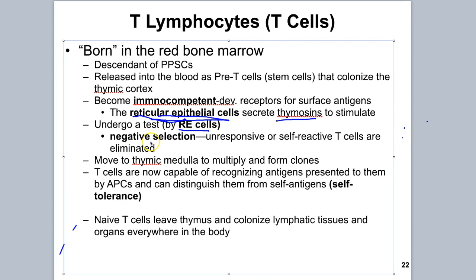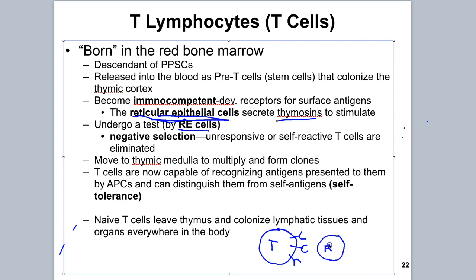Once the T cells are created, the reticular epithelial cells are going to test them. Okay, they're going to do a type of test we call negative selection. This is where they will present the T cell with some type of antigen. Okay, so let's just draw a little picture here. So if this is our T cell, okay, and here's its cell surface receptors. So it's newly developed. And here's the reticular epithelial cell.